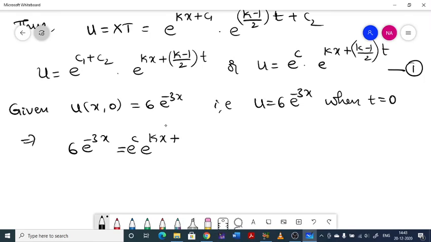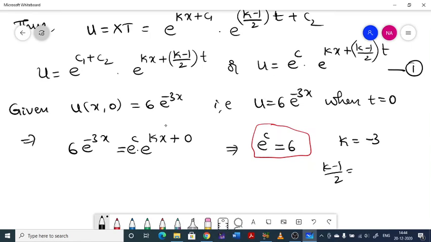So from this you can compare the terms on both sides. So e power c will be 6. This is first observation. Next, here you have e power kx, here you have minus 3x. So the value of k is minus 3. Then k minus 1 by 2 will be minus 3 minus 1 by 2, that is minus 2.